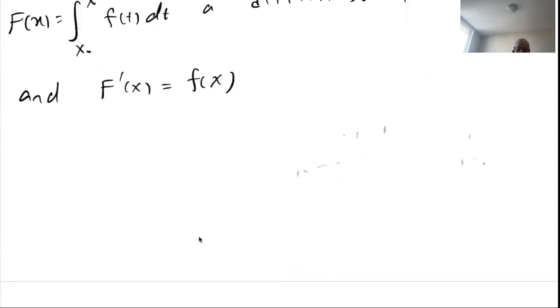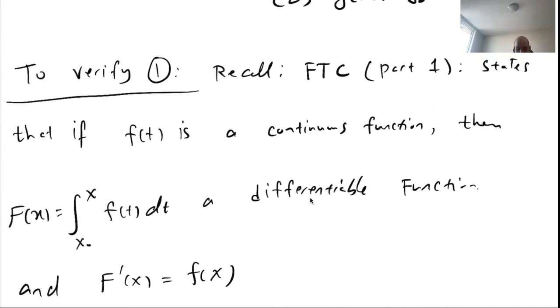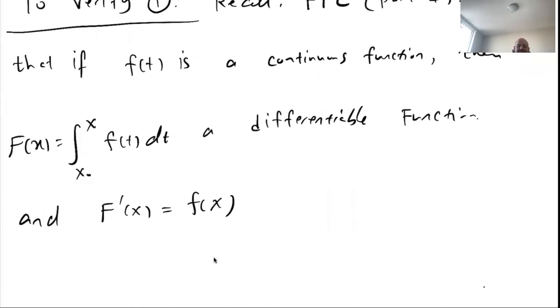So this is basically FTC. If you have a function small f of t that is continuous, then capital F of x, which is also called the area function, defined this way, will be differentiable. So if small f is continuous, this capital F, the area function, will be differentiable, and the derivative of this capital F will be small f.